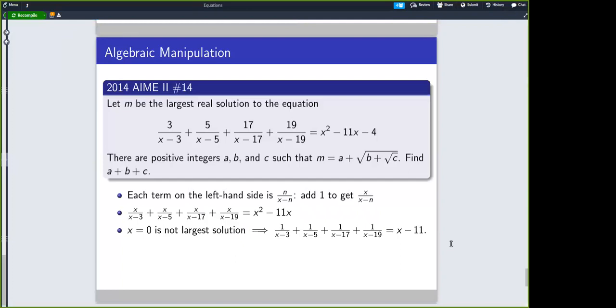Now we're faced with this still scary looking equation. If we want to multiply by a 4th degree polynomial, then we're going to end up having to solve a quintic. So instead, let's take a look at the numbers on the left-hand side, 3, 5, 17, and 19. They all happen to be symmetric around 11. 3 and 19 are symmetric around 11, 5 and 17 are symmetric around 11, and there's 11 and 11 on the other side. So yep, let's substitute y equals x minus 11.